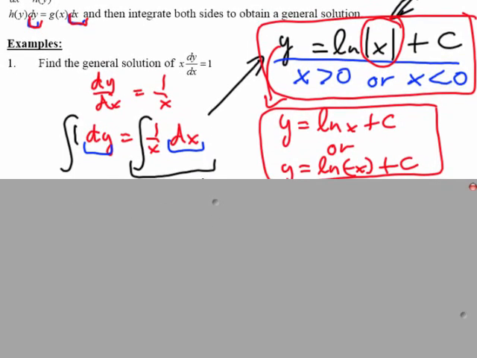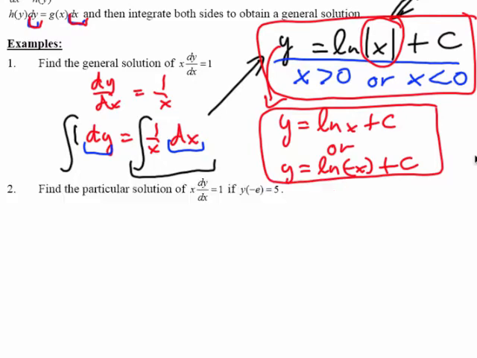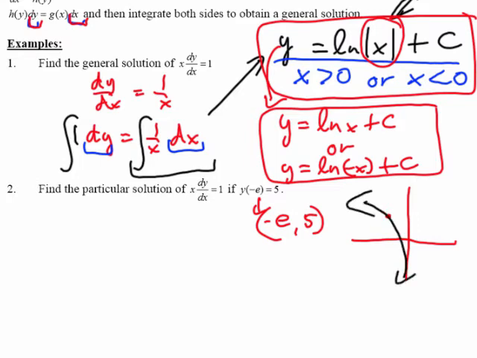Now, if I was asked to find a particular solution for this differential equation, I would then have to choose which of the two sides I was going to take. So if I was told that my initial condition is that the graph must pass through the point negative e comma 5, then I know that my point negative e comma 5 is about there. I'm dealing with my function on the left side of the graph. So to get the actual equation, I could take either of these two forms.